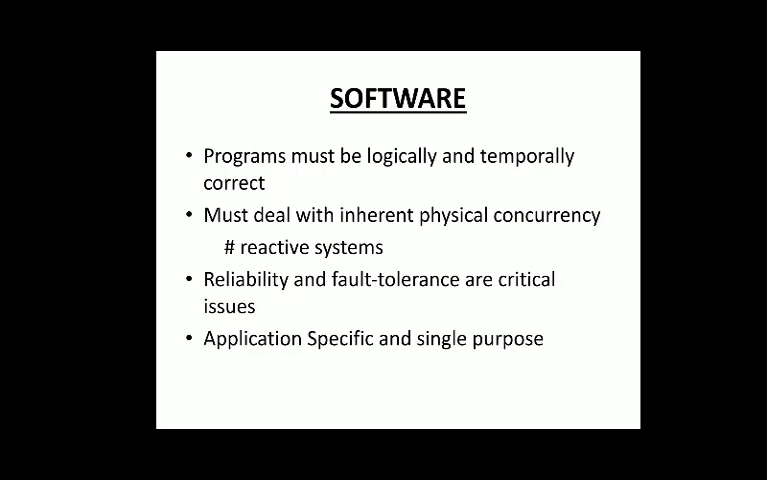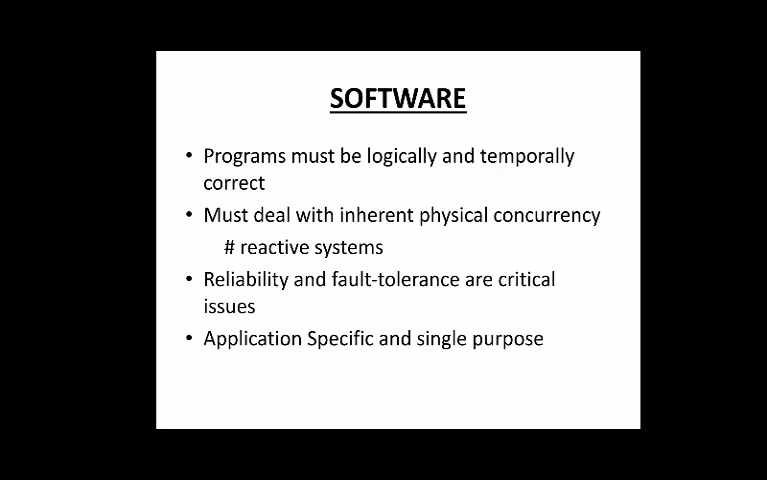In case of software, the programs must be logically and temporally correct. Logically correct we can understand, but what is temporally correct? Temporal means that which deals with time. As I said before, the system must be temporally correct. Like the example I gave before, suppose you are withdrawing money from an ATM, so the ATM is an embedded system and it dispenses your money after 1 hour, so that would be of no value. Next it must deal with inherent physical concurrency, a reactive system. So what is physical concurrency?